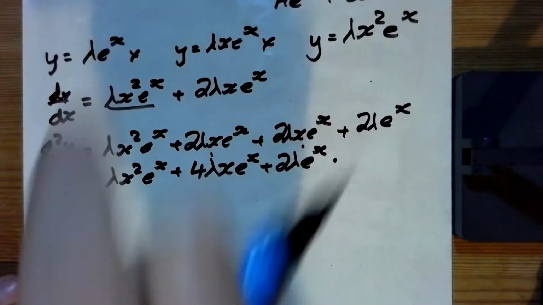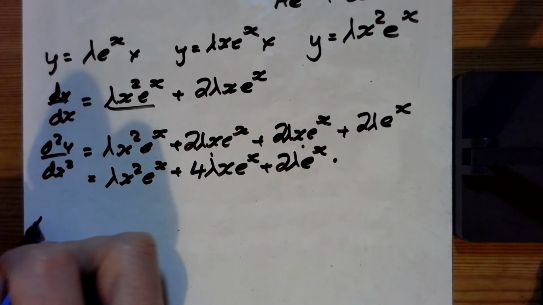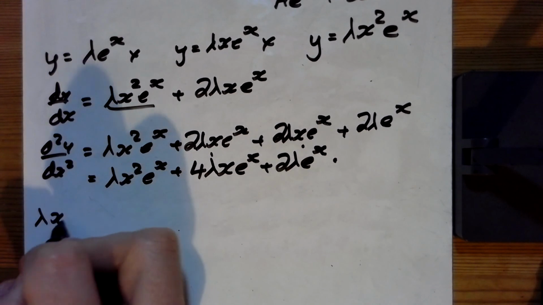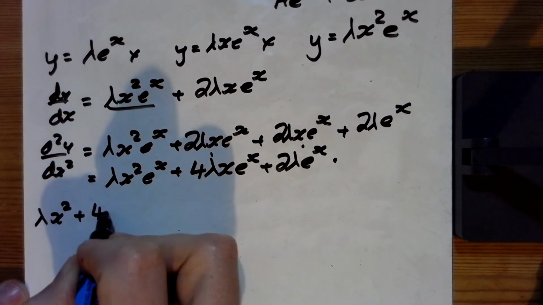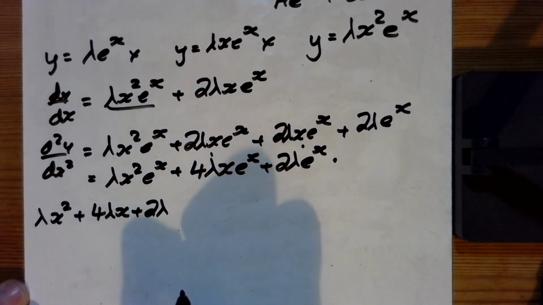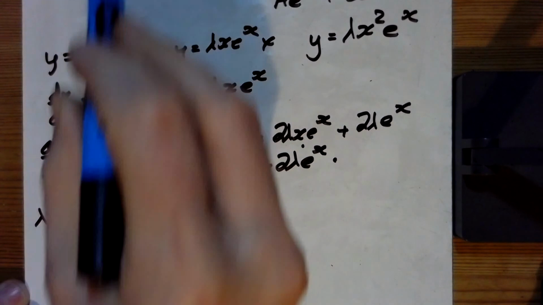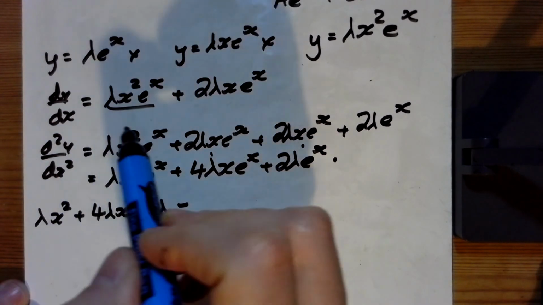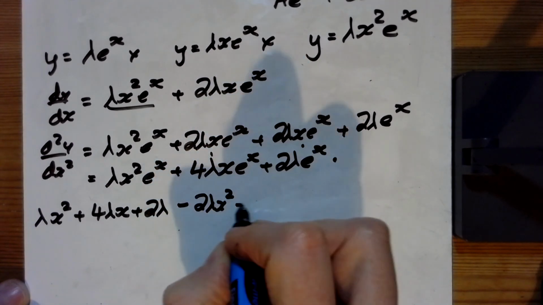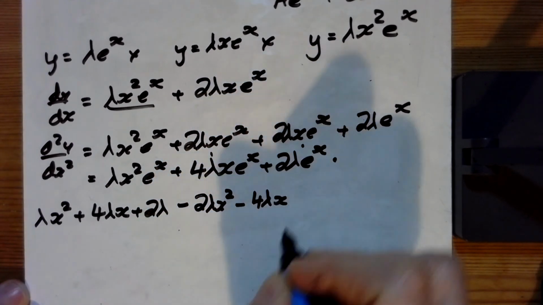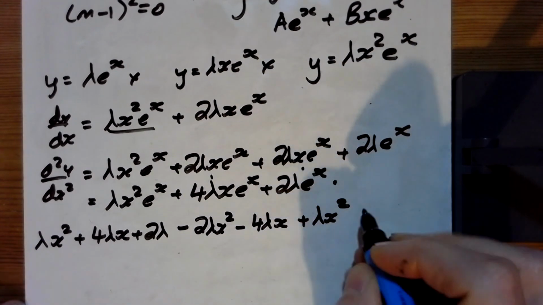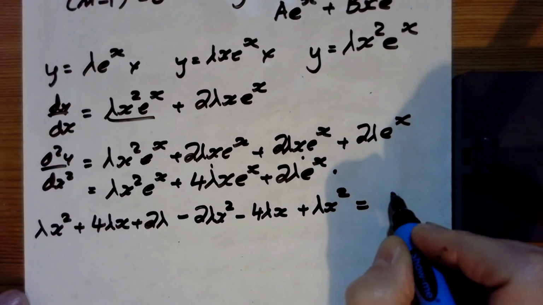Now we need to substitute that into the original, which said dy by dx. You know what? I'm going to miss out all the e to the x's just to make the writing simpler here, so dividing everything by e to the x as I do it. So there's dy by dx. Take away d2y by dx squared. Take away 2 lots of dy by dx. So minus 2 lambda x squared minus 4 lambda x. And finally plus y. So plus lambda x squared. And we want that to simply equal 1.